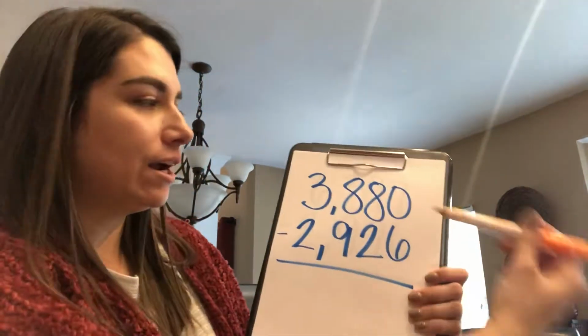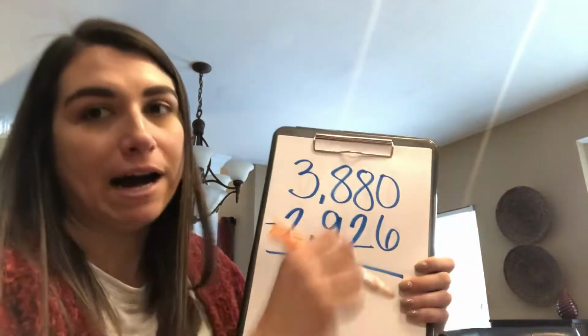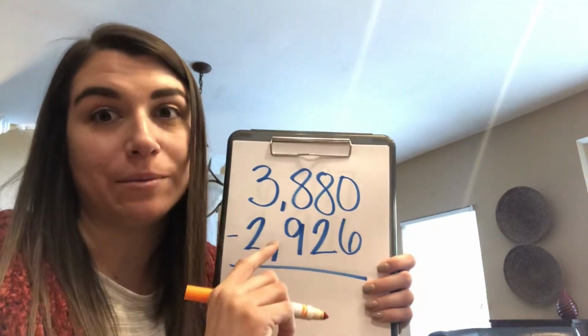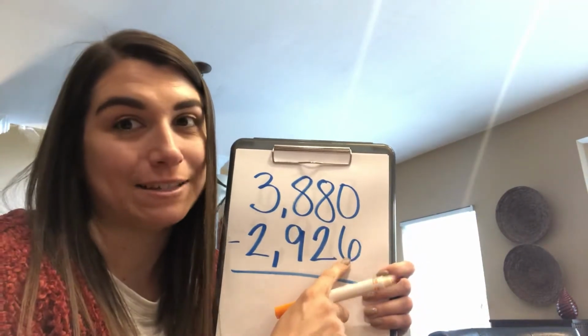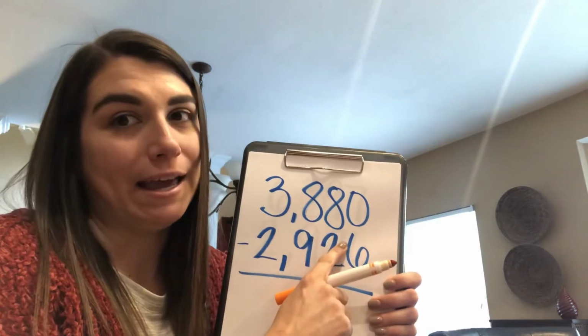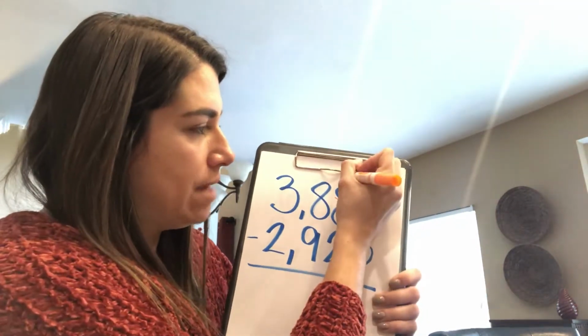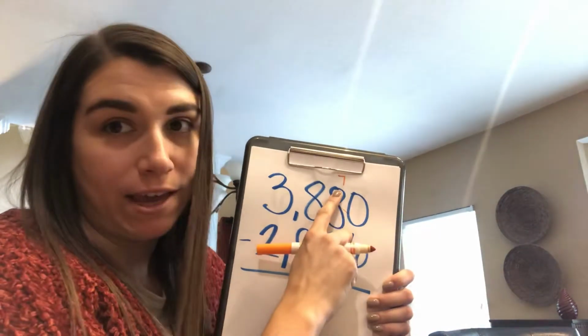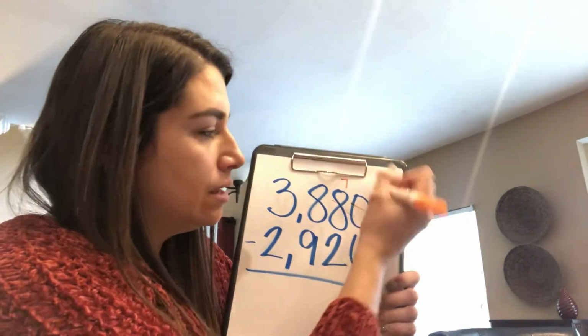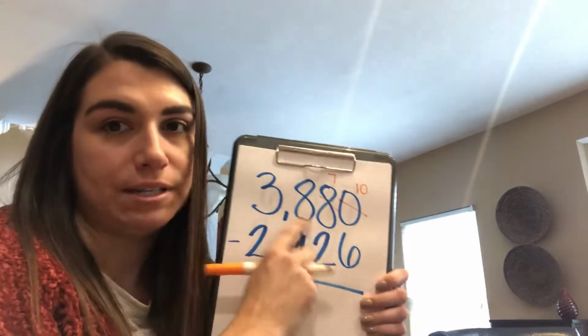So we start in our ones place, and we know that if the bottom is bigger, we better borrow. So we can't subtract 0 minus 6. So we have to go over to our next spot and borrow. So I go over to the tens place, and I'm going to take 10 from that. So this becomes a 7, and the 0 then becomes a 10 because we borrowed 10 from there.